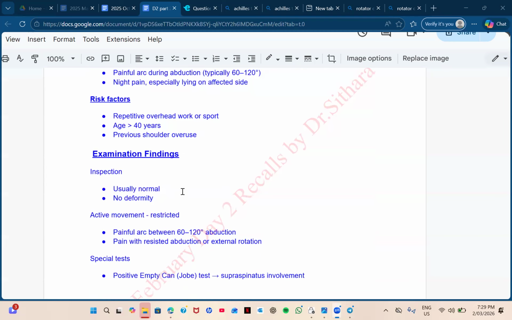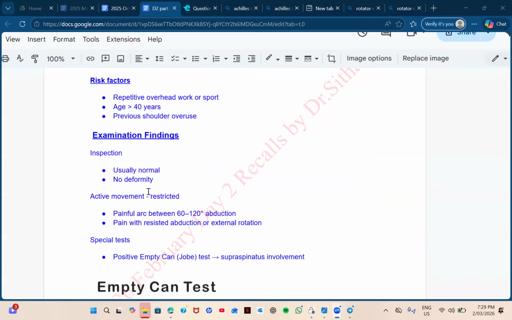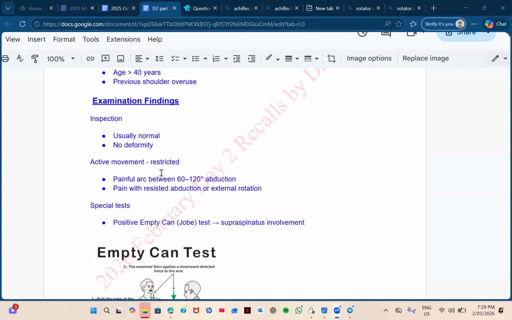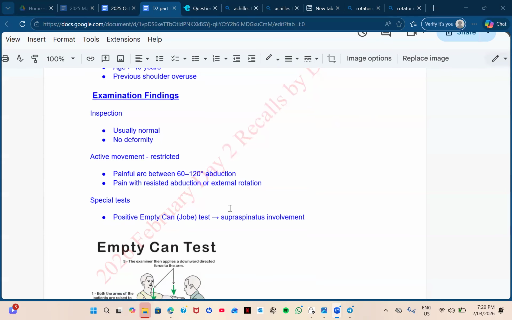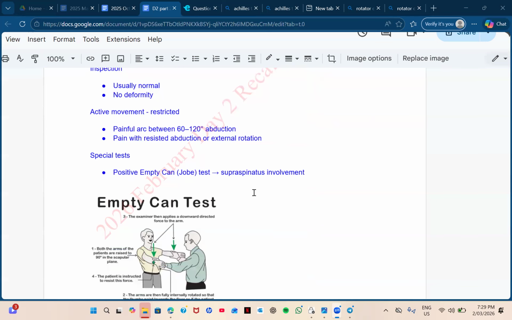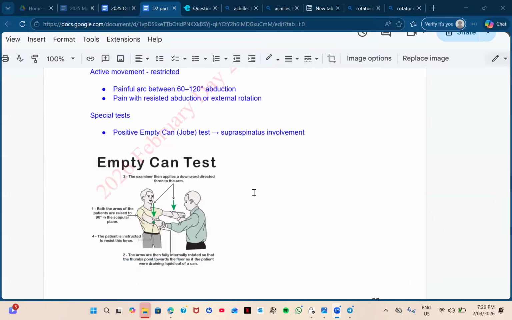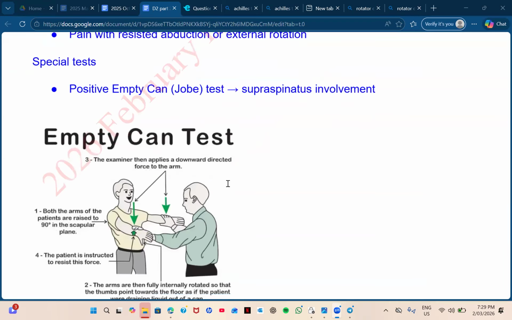Then examination findings. Inspection is usually normal, no deformity, and active movement is restricted. Painful arc between 60 to 120 degree abduction. Pain with resisted abduction or external rotation. Active movements are restricted, but in passive movements there are no restrictions, right? And we have some special tests, and usually in the exam they ask about the empty can test. So what is the empty can test, doctors?